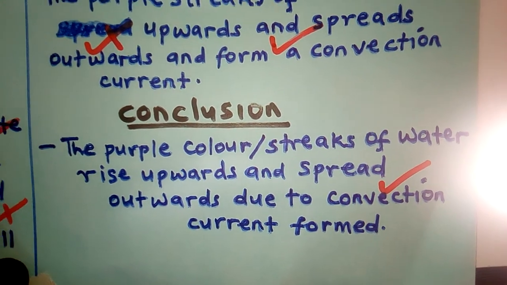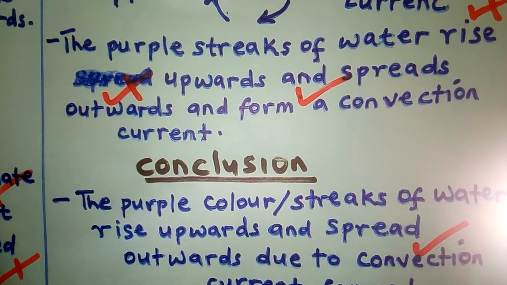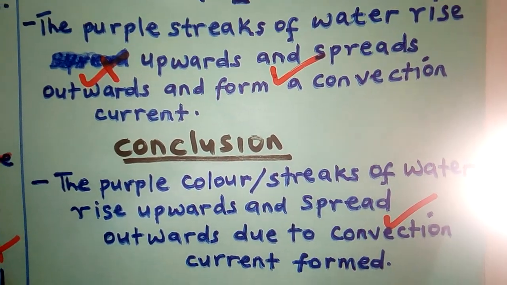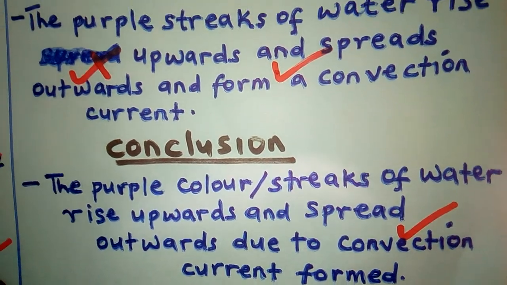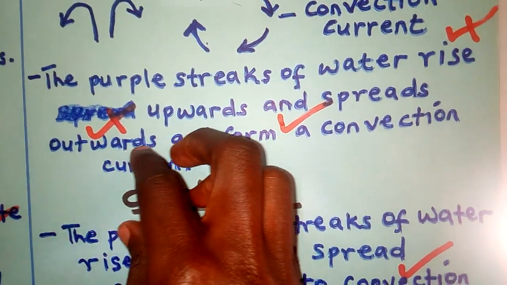In other words, you are giving a conclusion. The reason why the purple color spreads outwards and why it rises upwards is because of the convection current which has been formed. And you get all your marks.